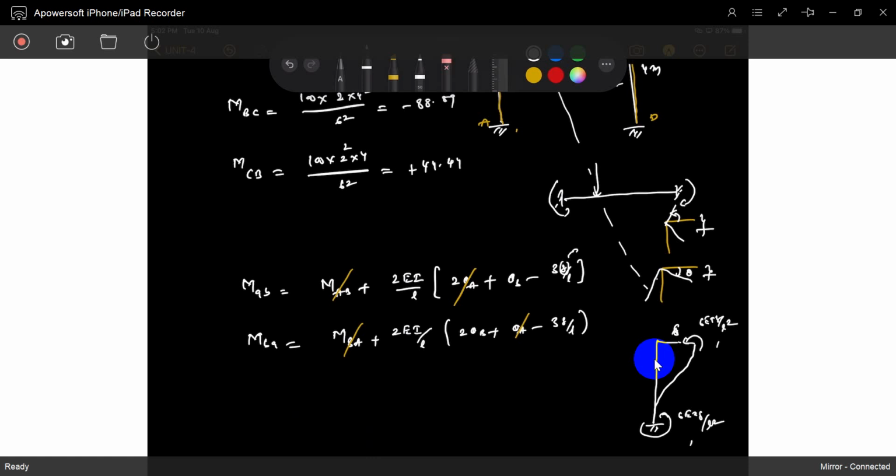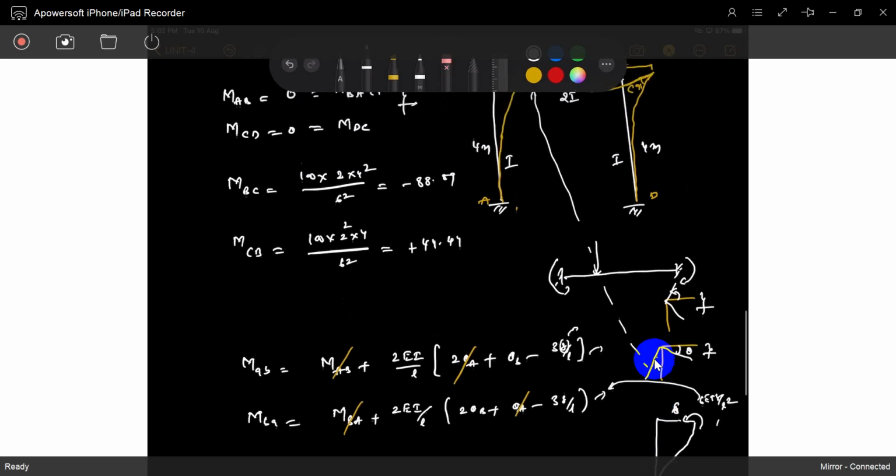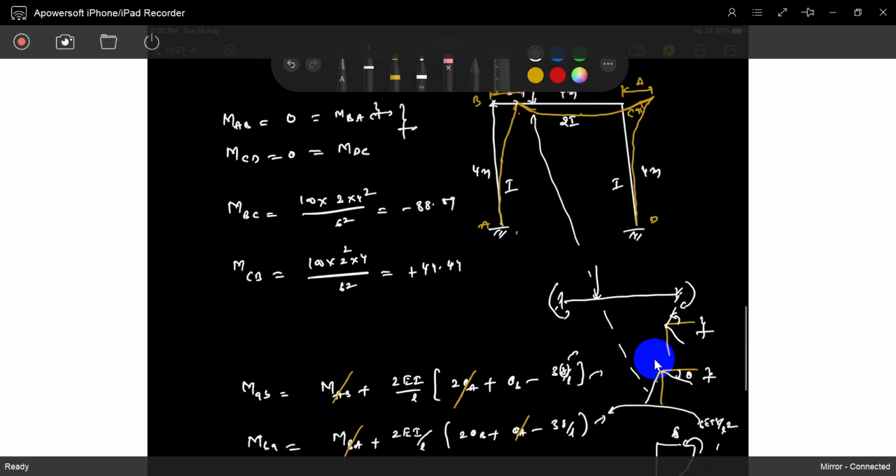Delta is there. So what is delta? We don't know, but you have to take that delta is there. So observe it, same 6EI by delta we included. How we write the slope deflection equations, just go through the previous ones. That's the only difference.